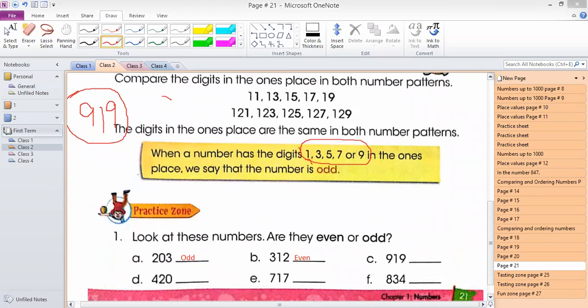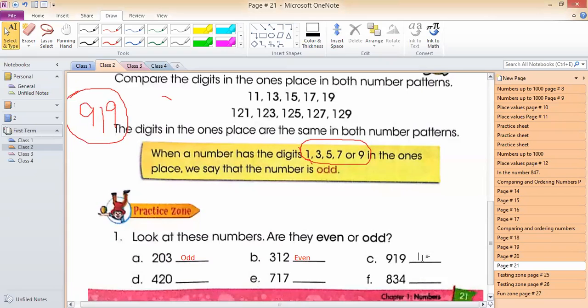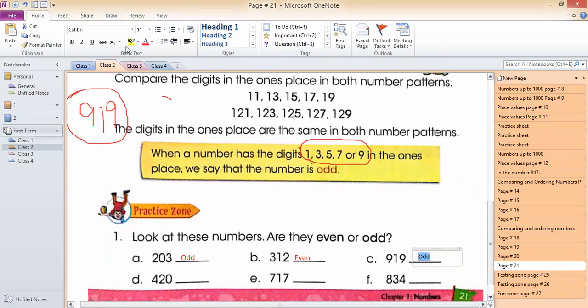Because 9 is odd. Yes, very good. 1, 3, 5, 7 and 9 are odd. Very good. That's exactly the correct answer, perfect, guys, because 9 is an odd number. So 9 is the last digit. I will say this is an odd number because the last digit is 9.